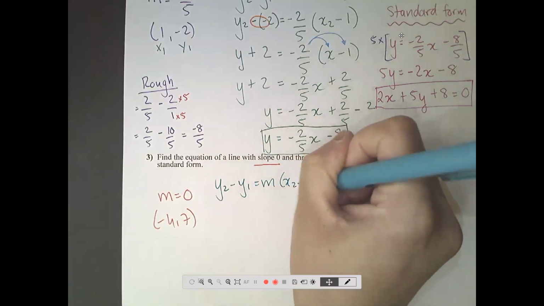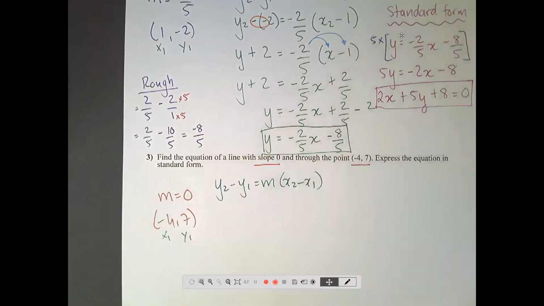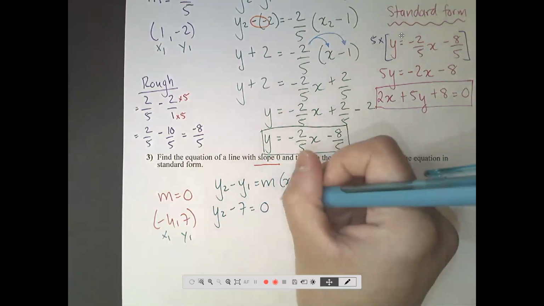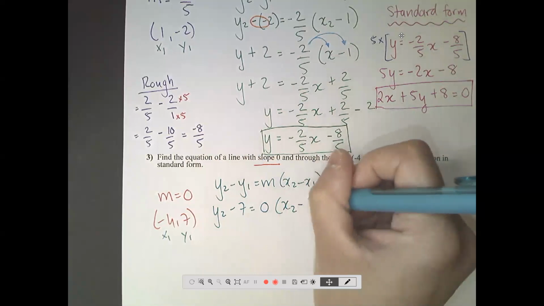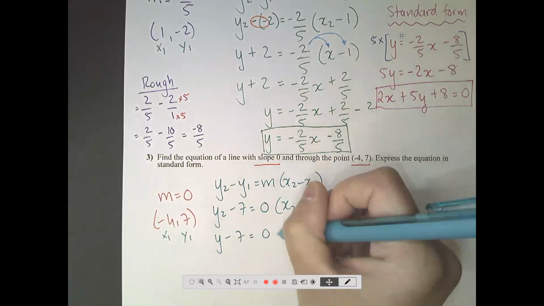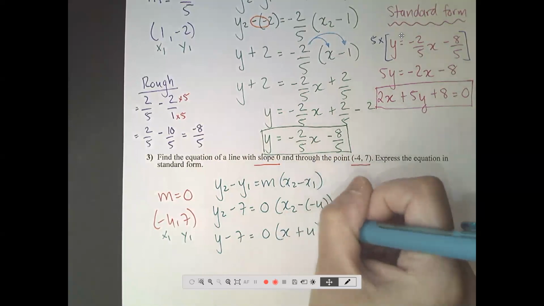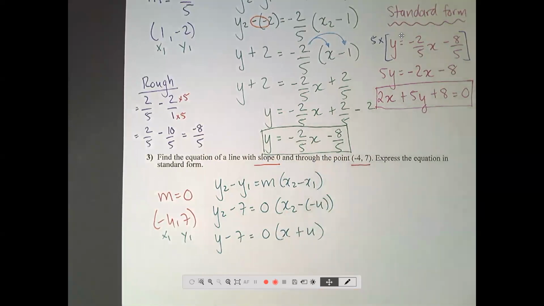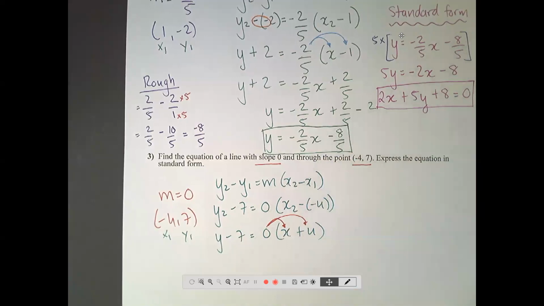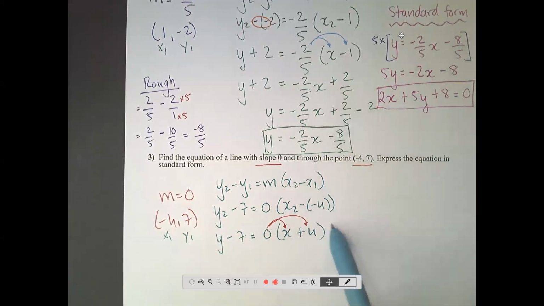Hopefully by now, by this example, you guys are getting the hang of it. We'll do this part a little bit quicker. So it's going to be y minus 7 is equal to 0 times x minus negative 4. Okay, let's clean this up a little bit. And then let's pause. I have a 0 times this entire bracket. If I distribute the 0, any number multiplied by 0 is going to be 0. So this value right here becomes a 0 automatically.